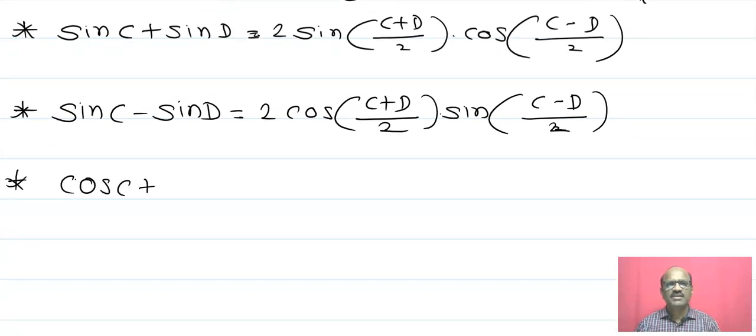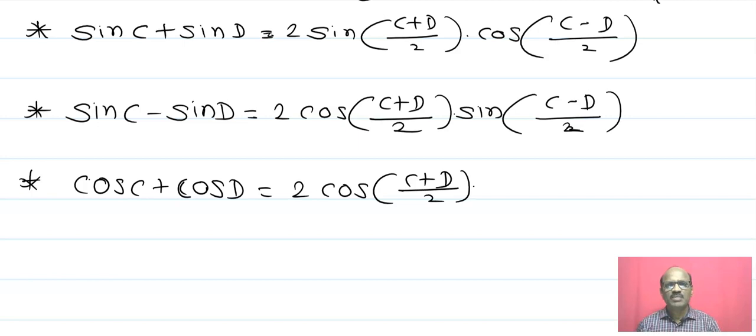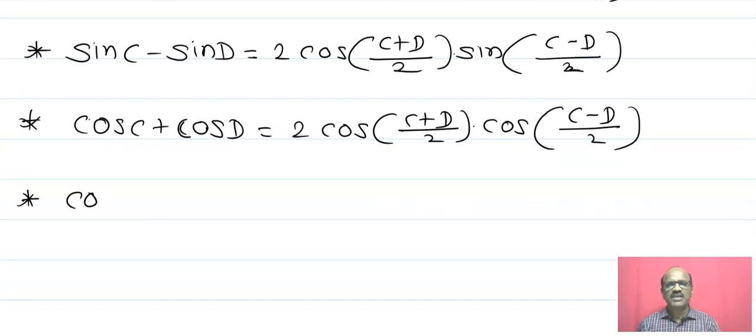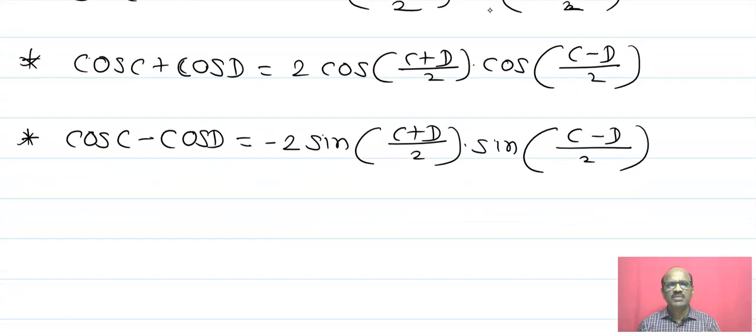Now see this here, whenever there is a cos function on the left-hand side, cos C plus cos D, then on the right-hand side you will have cos functions, the same type of functions. To remember this: cos C plus cos D is 2 times cos of (C plus D) upon 2 into cos of (C minus D) upon 2, and cos C minus cos D is equal to minus 2 times sin of (C plus D) upon 2 into sin of (C minus D) upon 2.